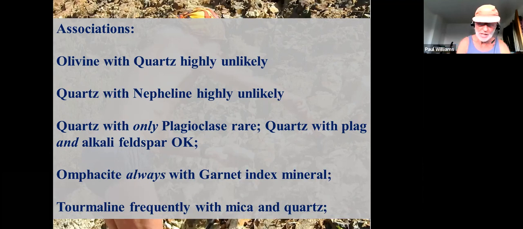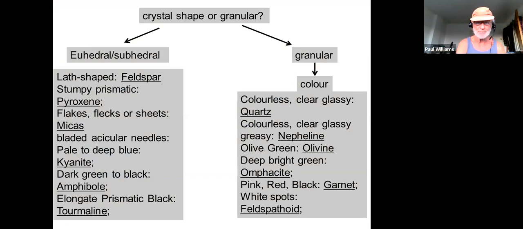So always have a good tour round your hand specimen and take in all the various bits and pieces that you've got. Remember, if you've only got one tiny little black speck, and that's the only tiny black speck within a reasonable size specimen, ignore it, because it's just not representative. And remember, you can't always identify everything unequivocally. So associations are important.